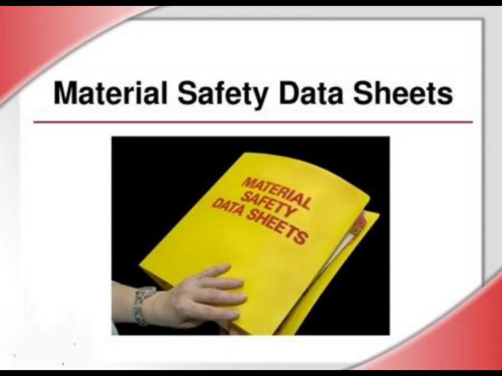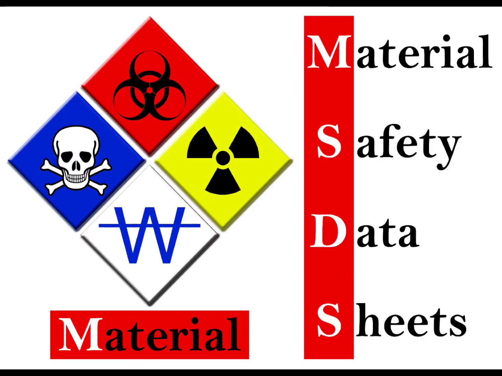Reading Material Safety Data Sheets, MSDS, is essential for understanding the potential hazards and safety measures associated with various chemicals and products. Here is a step-by-step guide on how to read an MSDS.